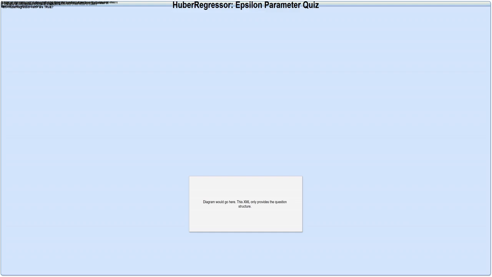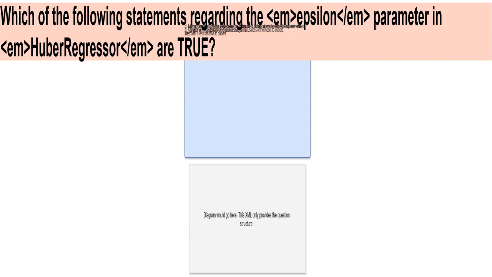This is the title of the quiz, focusing on the epsilon parameter within the Sklearn's HuberRegressor. I'm testing your understanding of this important parameter. Let's dive in. This question asks you to identify the correct statements about how the epsilon parameter affects the HuberRegressor. Remember, HuberRegressor uses the Huber loss function, a clever compromise between the squared error loss and absolute error loss.